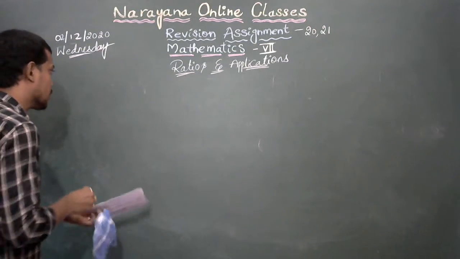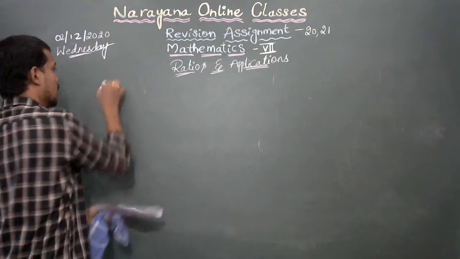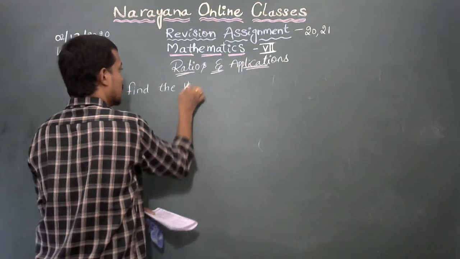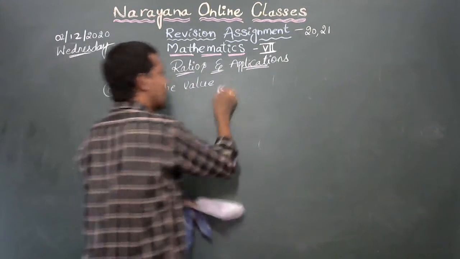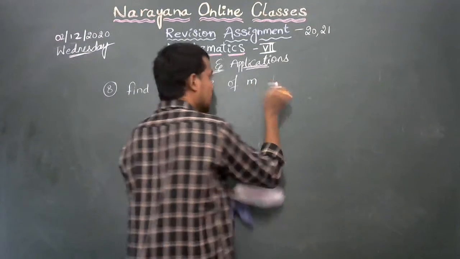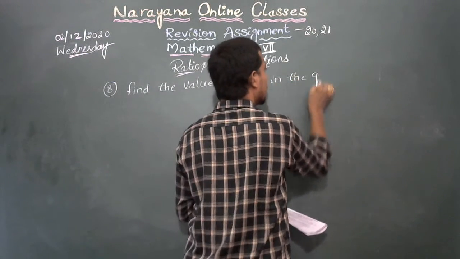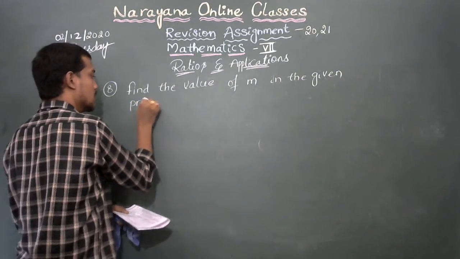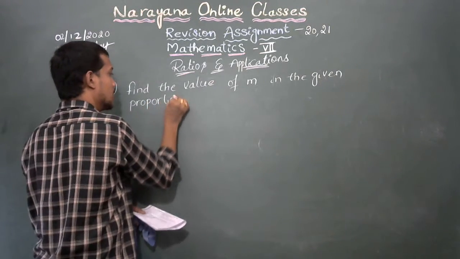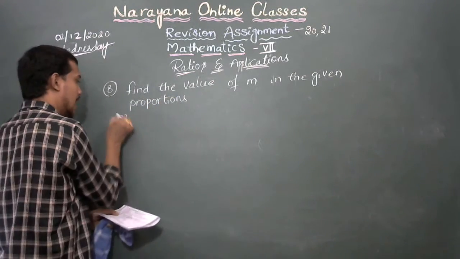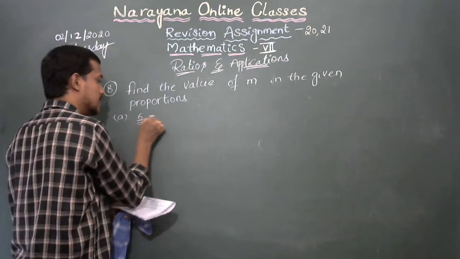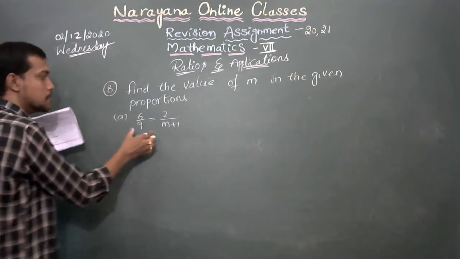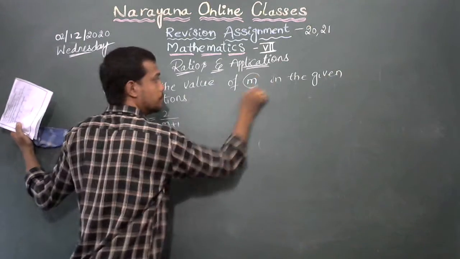Now 8th one. Find the value of m in the given proportions. So A, 6 by 9 is equal to 2 by m plus 1. So in this proportion we need to find the m value.